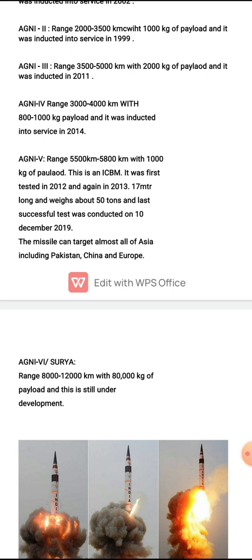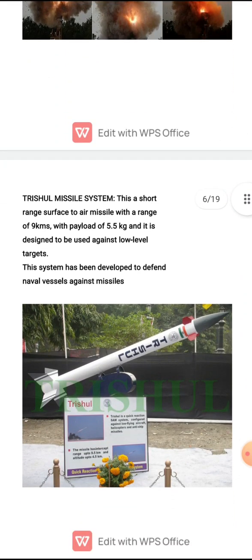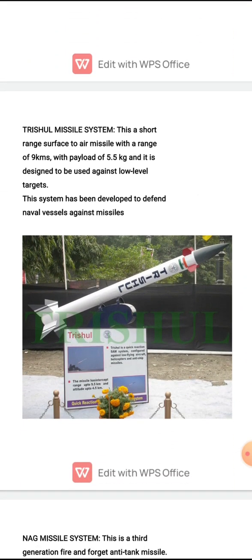Its range would be around 8,000 to 12,000 kilometers, and it would carry a payload of 80,000 kg, and it is still under development. Okay, now the third missile under the integrated guided missile development program was the Trishul missile system. Generally, you know about the S-400 system, which India has purchased from Russia. It is an anti-missile system. When enemy missiles attack any headquarters or any important place, the S-400 fires and destroys the enemy's missiles in the air only. So these are known as defense systems.